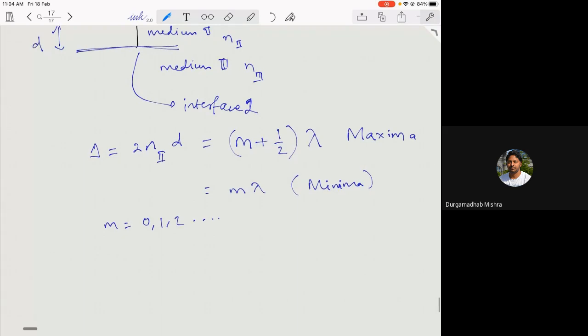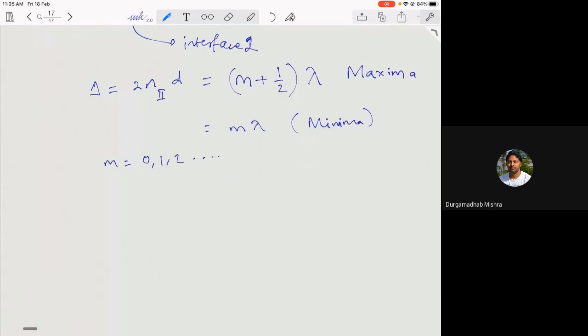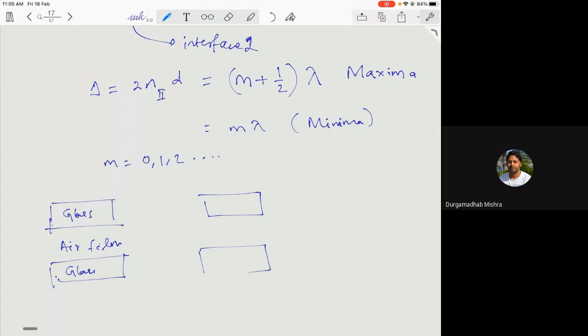So towards the end, I gave you three situations, three different thin film possibilities. The one possibility was, so we have this is glass, both are glass, and we have a thin film of air. Now, the second possibility is we have glass and then we have oil. So this is a thin film of oil.